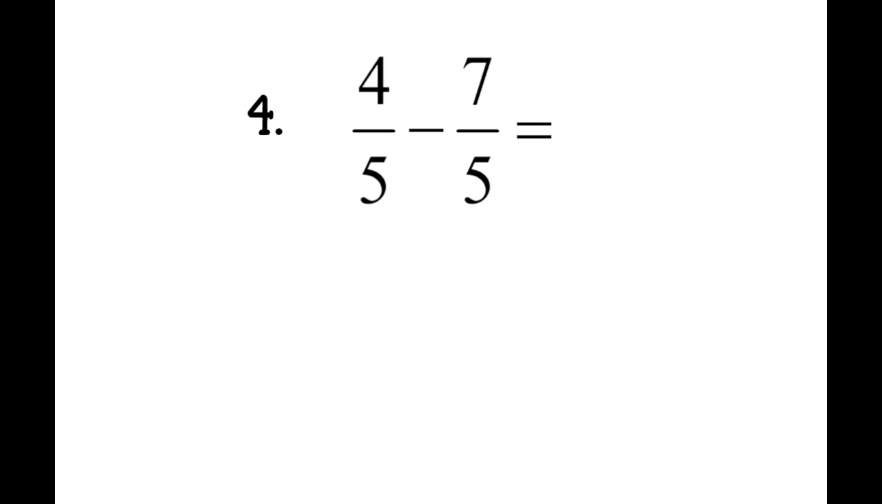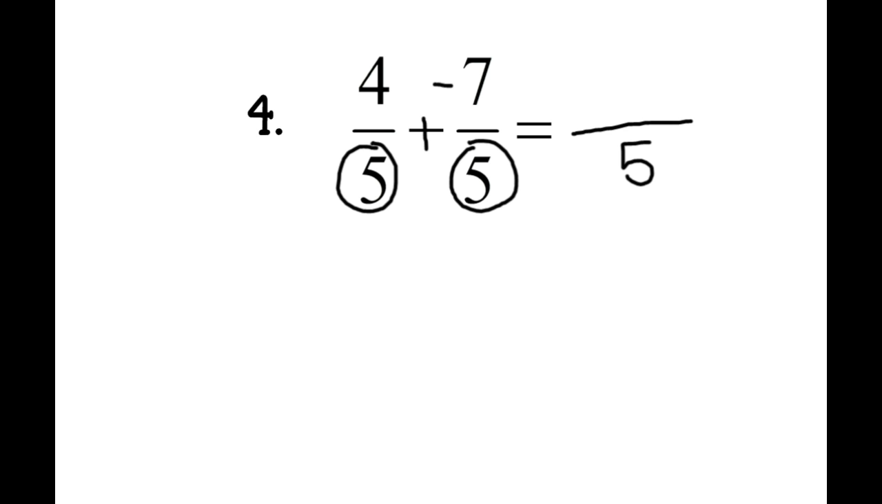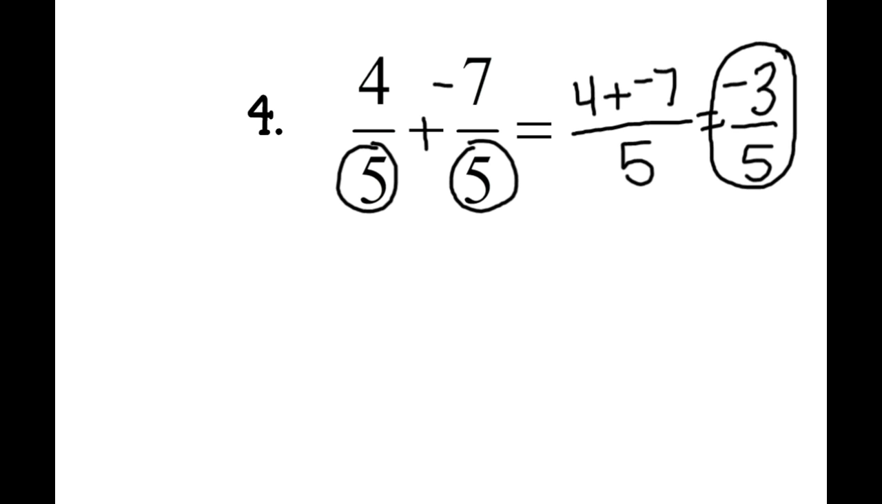Okay, number 4, I have 4/5 minus 7/5. So I circle my denominator. I have the same denominator, so I know my answer is going to have a denominator of 5. I see subtraction, so I'm going to change that to adding the opposite. So I have 4/5 plus -7/5. So that's 4 plus -7 on the numerator. And 4 plus -7 is going to be -3. So I have -3/5, and I say, can that be reduced? It cannot. So I circle it, and that is my answer.